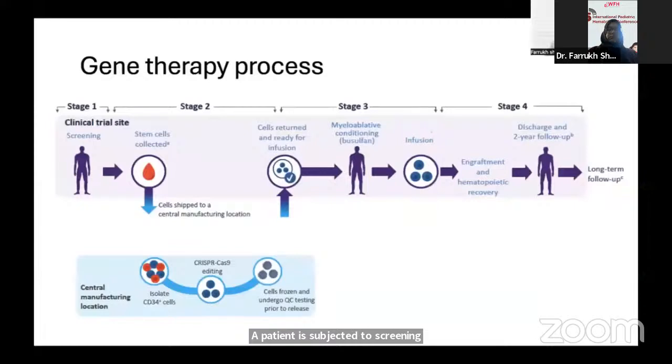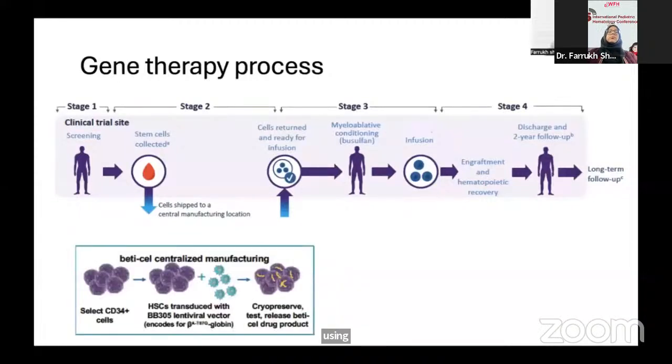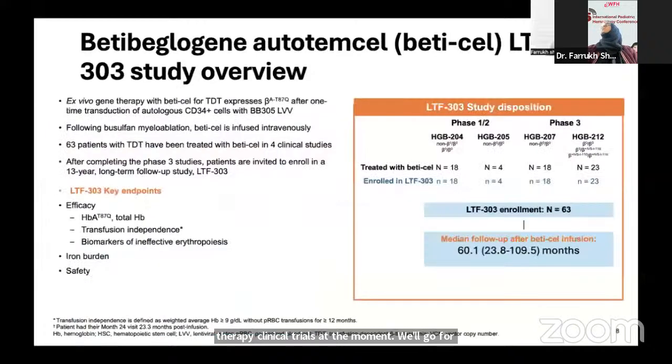The stem cells then go for editing, either using a CRISPR-Cas9 strategy, or they have a gene insertion strategy such as the Betty cell strategy. Once the stem cells are appropriately modified, they're then sent back to the infusion center ready for infusion. The patient's admitted, given myeloablative chemotherapy, they have the stem cells given back to them, and we then wait for engraftment. And then all the patients in any of the gene therapy clinical trials at the moment will go for long-term follow-up monitoring to look at safety and efficacy.